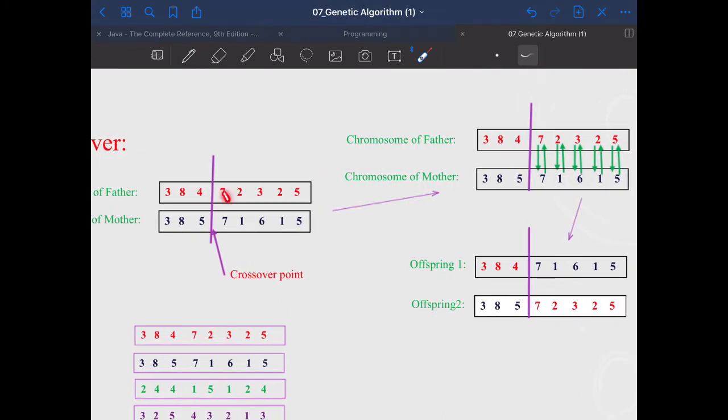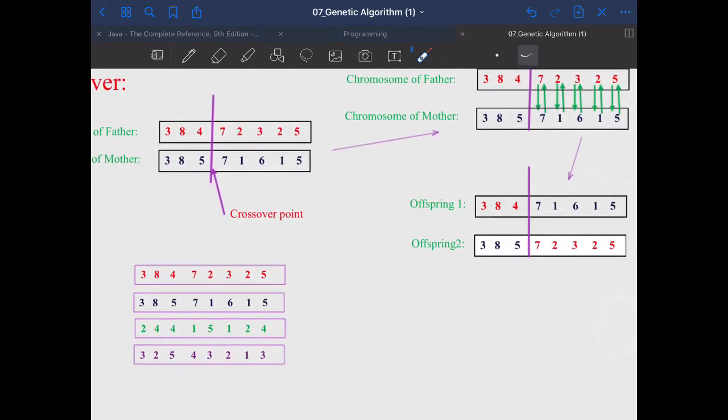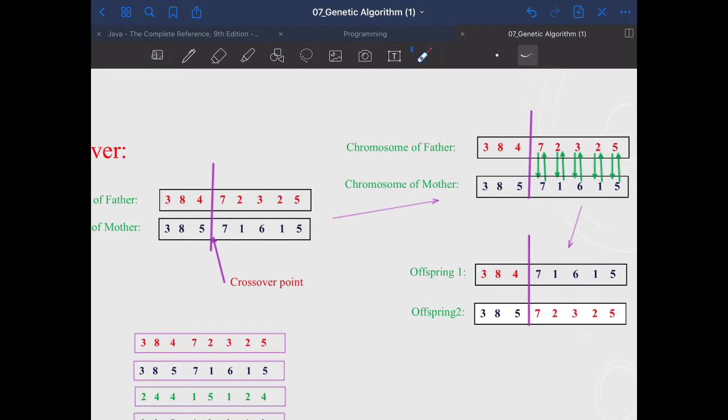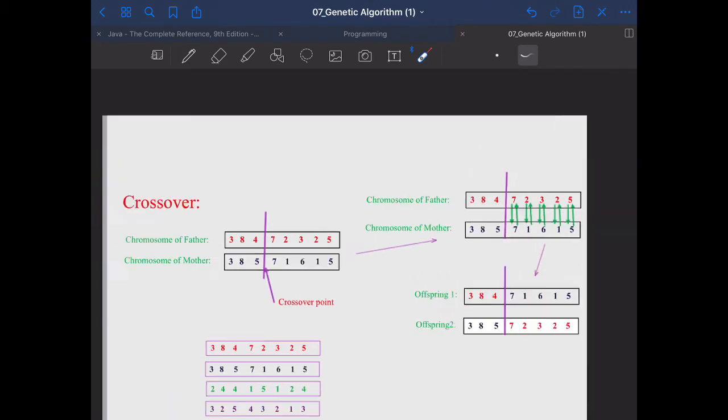So 7 goes here, and basically we're exchanging the values. 2 goes at the bottom, 1 goes at the top, 6 goes at the top, 3 goes at the bottom, and this is the final result. So this is the offspring. When you have a child, the child has a chromosome that is mixed with both the father's and the mother's, so that's why it's called the offspring. And this is the result that you get for the crossover.